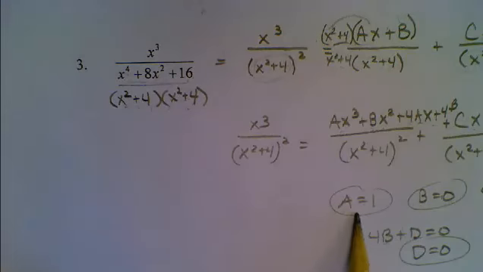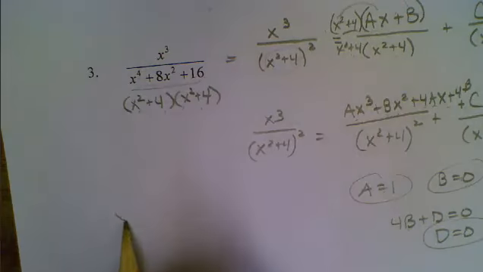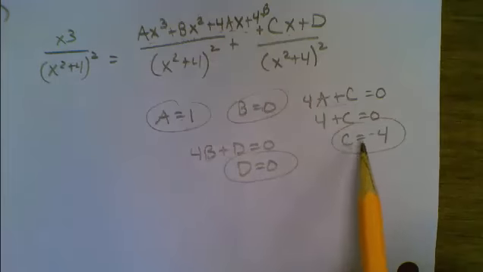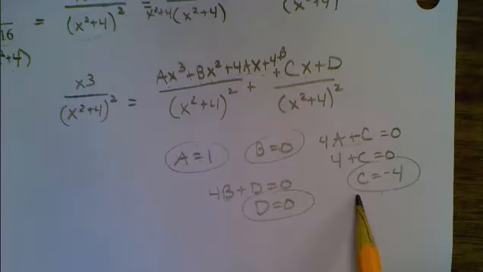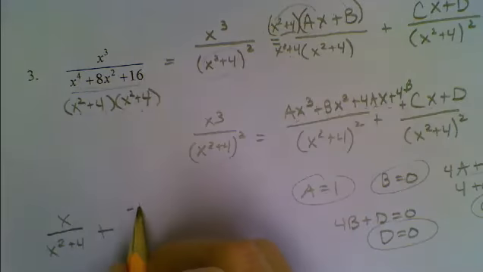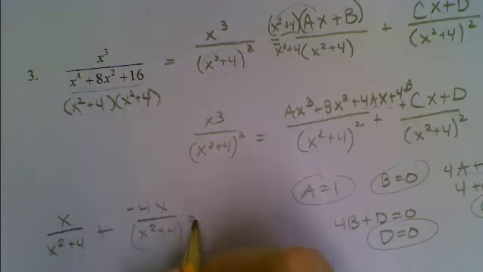So that means it's going to be 1x plus 0. So just x on top of x squared plus 4 plus, on this one, c is -4 and d is 0. So when I put it back up here, it's going to be -4x plus 0 over x squared plus 4 squared.